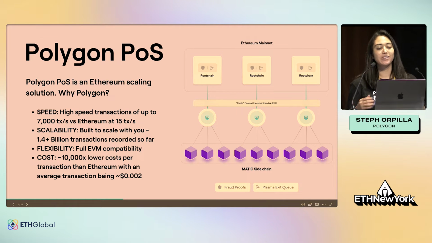And then one of the best parts to me is the cost. So as a developer, if you're deploying a contract on Polygon, it costs far less than Ethereum, with an average transaction being just a fraction of a penny, which I absolutely love.